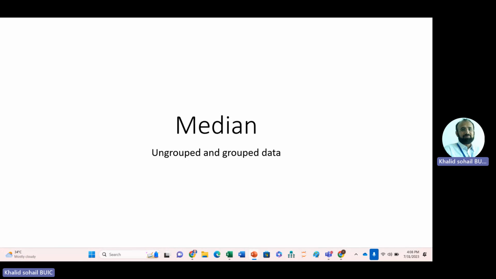Median is one of the measures used to locate the center of data, and it is the measure of central tendency that is most commonly used in statistics as well as in research.